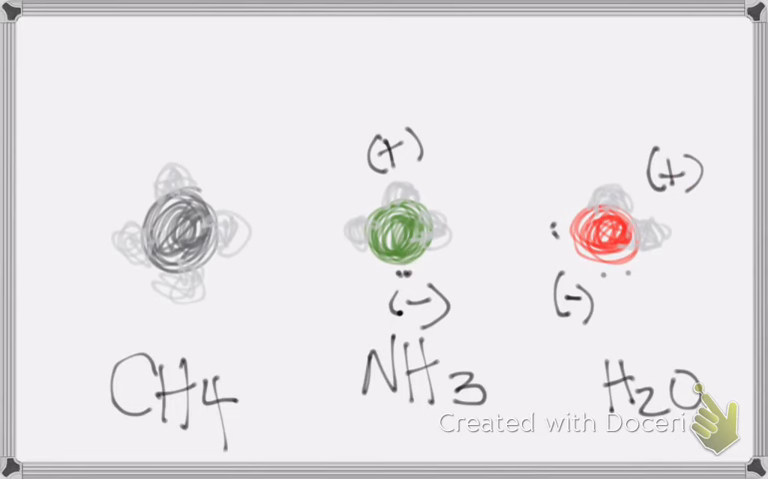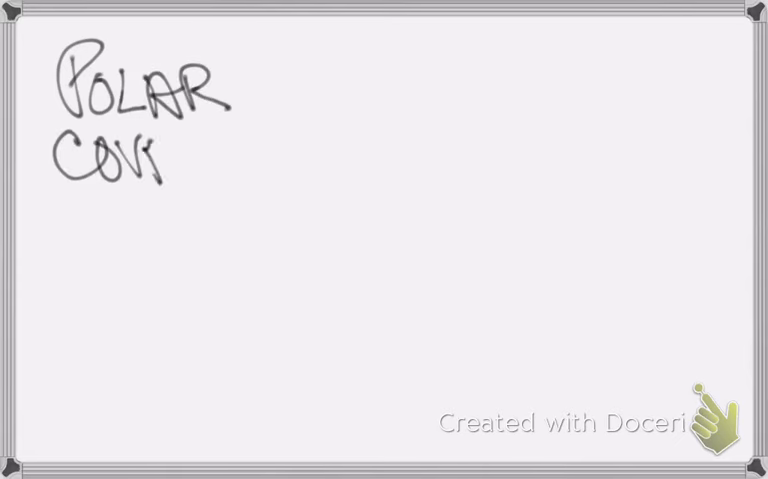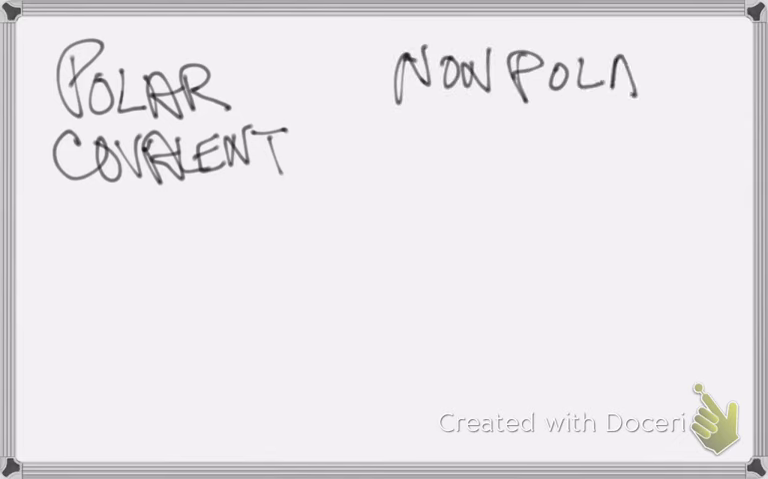So we need to have the ability to predict when bonds are going to create this little bit of electrical charge and when they're not. And so we're going to have a list of things that have polar covalent bonds and everybody else. And the term we're going to use for anything that does not form polar bonds is very straightforward. We just call them nonpolar.